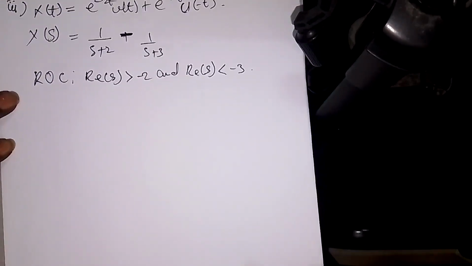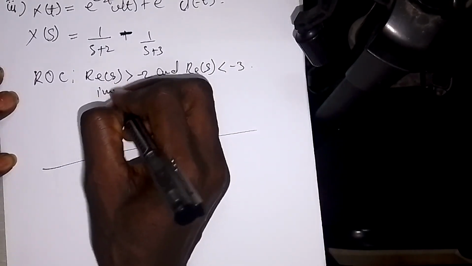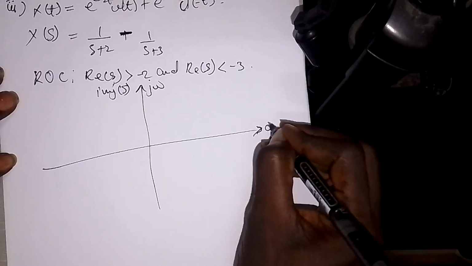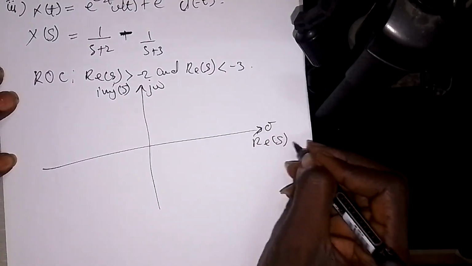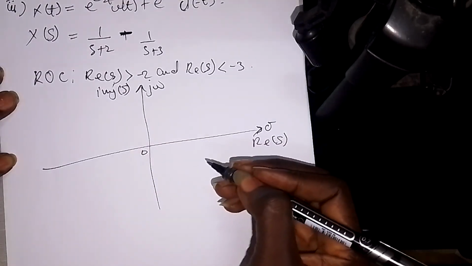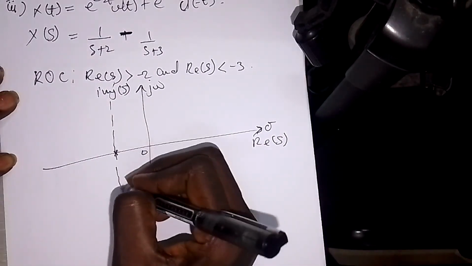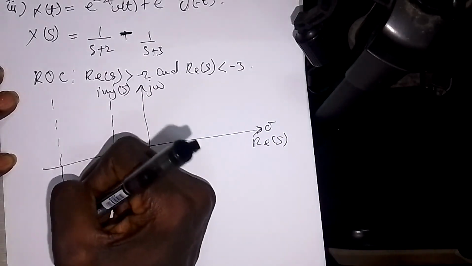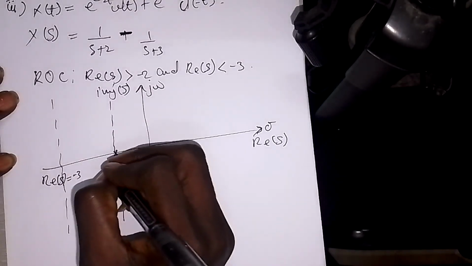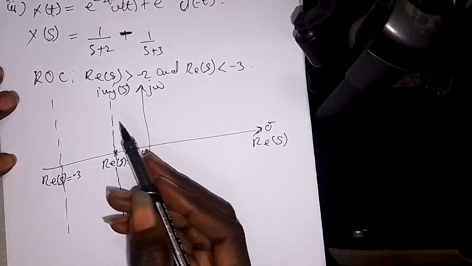Now briefly we can just draw our axis. Here is the imaginary of s, j omega. And here is sigma, which is the real of s. Here is 0. Let's indicate minus 2 and minus 3. Here is minus 2, and then here is minus 3. Here RE of s is equal to minus 3. Here RE of s is equal to minus 2. Very simple.